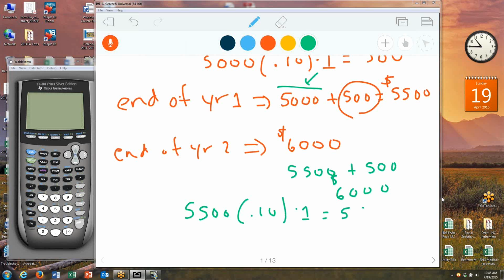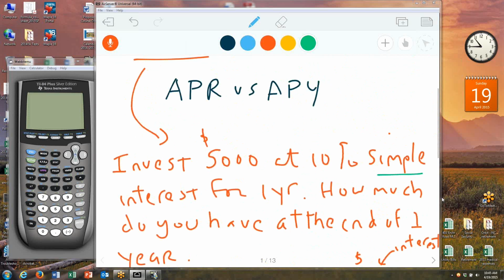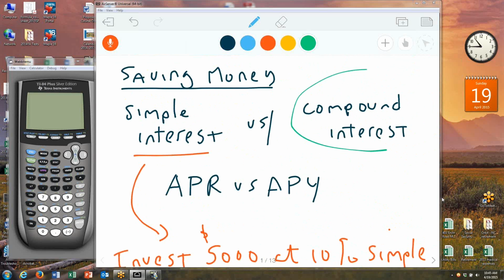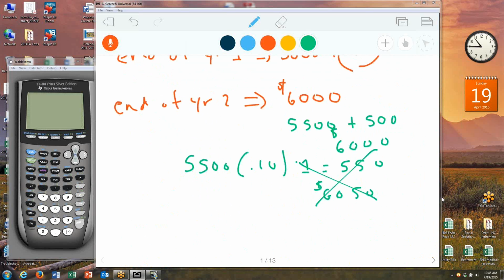Okay, so if some of you did $5,500 times 0.10 times 1, and you got 550, and then when you added it to that, you got more, number one, it's wrong. Okay, so big X. And number two, you're thinking compound interest. That's exactly what you would do for compound interest. The difference between simple interest and compound interest: with simple interest, you only get interest on what you started with, the principal amount. Whereas with compound interest, you get interest on what you started with, but also on what you've accumulated in interest so far.